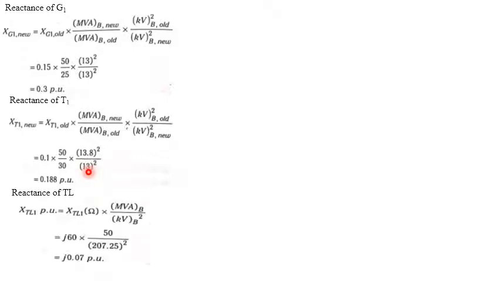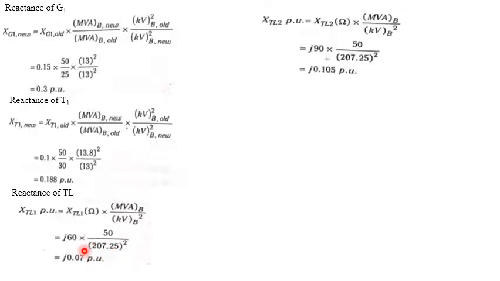That is nothing but the low voltage side. Then coming to the transmission line TL1, having the reactance of 60, the new MVA of the entire network is 50, and the voltage on the transmission line side is 207.25. Square of this value, we will get 0.07 per unit. Similarly for the transmission line TL2, we have the reactance of 90, MVA of 50, and the voltage 207.25, we will get 0.105 per unit.